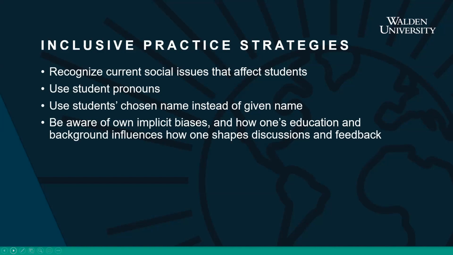And we want to be aware of our own implicit biases. How does our own particular background or our own education influence the way that we shape our discussions and the feedback that we give? We want to use vignettes or examples that really are diverse, that represent both Eastern and Western perspectives, that have maybe same-sex couples instead of just heterosexual couples.